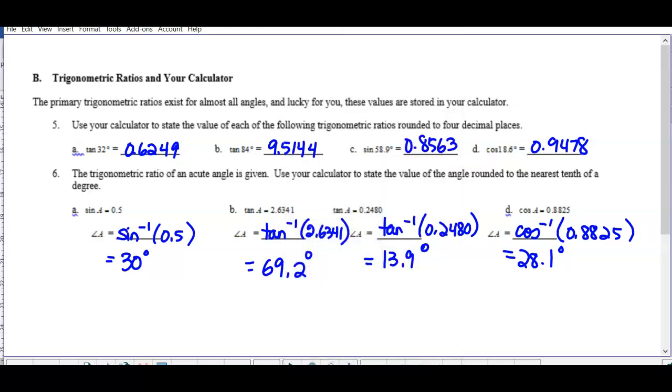Okay, so that's how you use your calculator. If you're given the angle, you just punch it in after entering in the trig ratio. So tan and then 32. In 5a, in 6a, you have to go second sine 0.5.